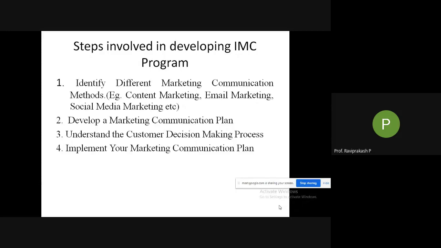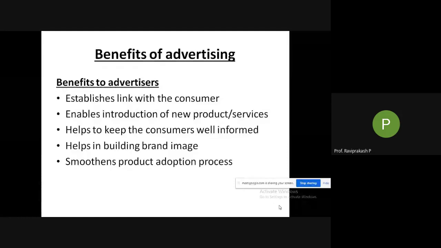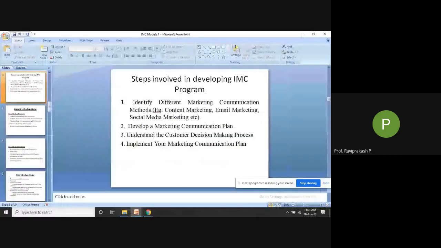So what are the benefits of advertising? There are two kinds of benefits, one to the advertisers and the other to the customers or the prospect customers. First we'll see benefits to the advertisers. What will be the benefits to the advertisers? The first one is establishes link with the customer. That means they are trying to communicate with the customer. There is a particular link that will help the company to have a talk with the customers.